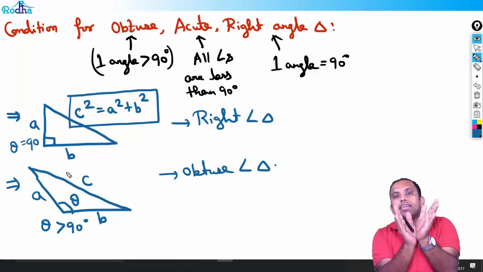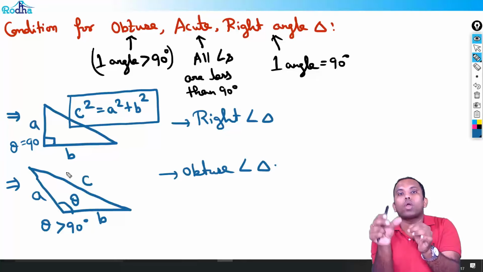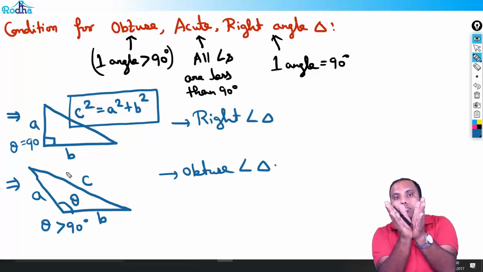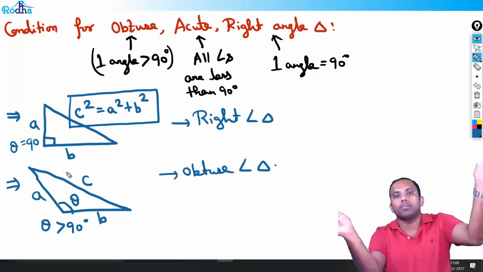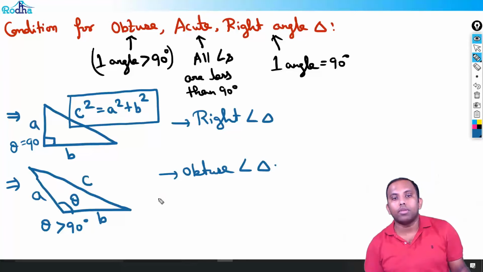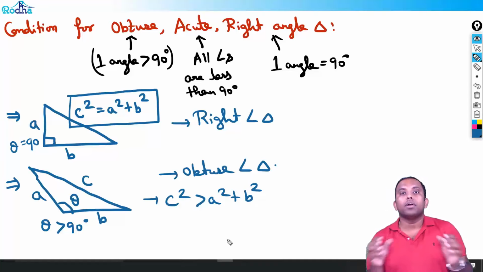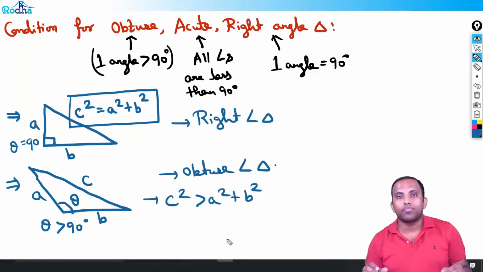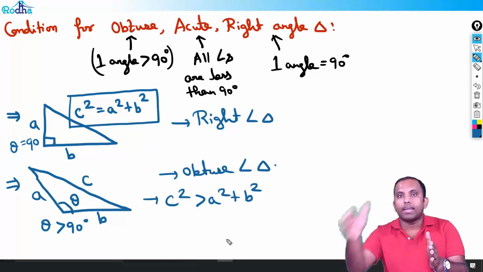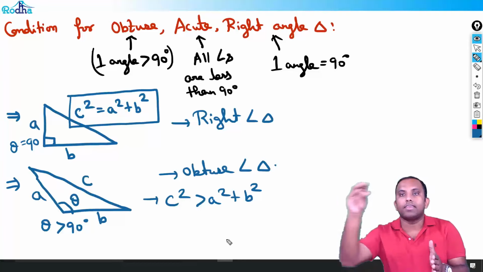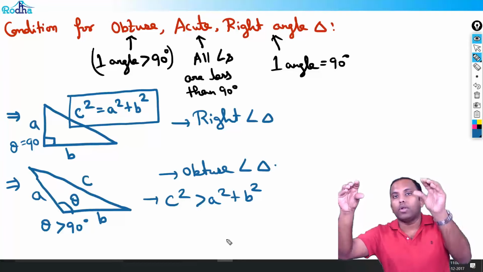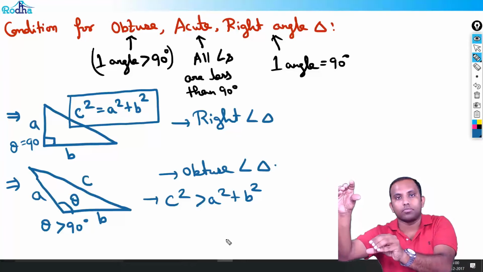So at 90 degrees, C square was equal to A square plus B square, right? Now if it is more than 90, this side will further expand. So now C square would be greater than A square plus B square. You're getting it? Assume this triangle to be made of stretchable wire. So for a right angle triangle, C square is absolutely equal to A square plus B square, Pythagoras theorem, right?